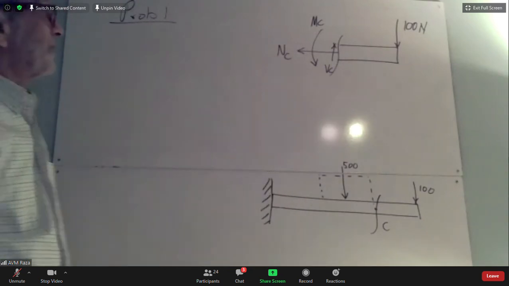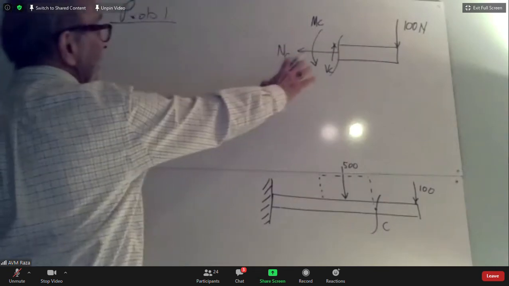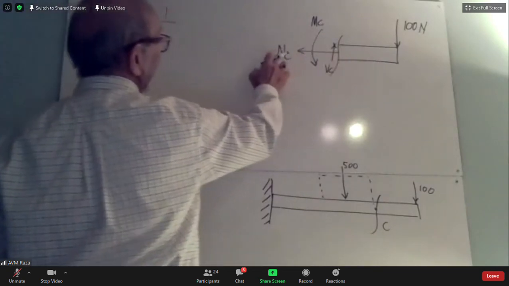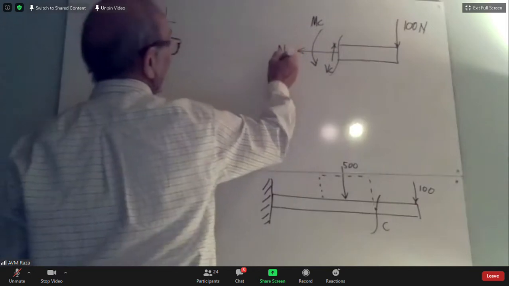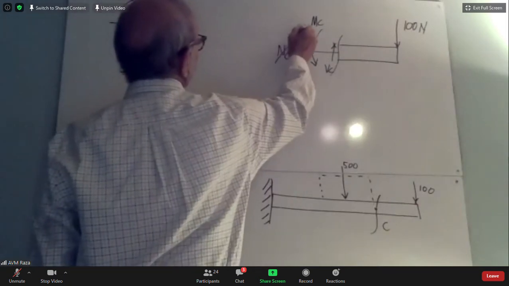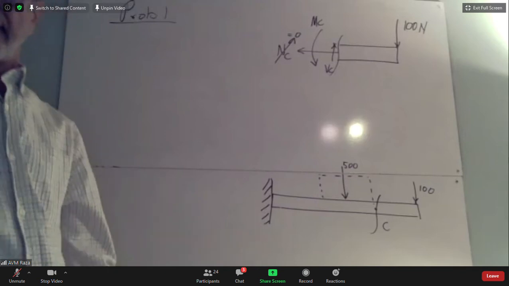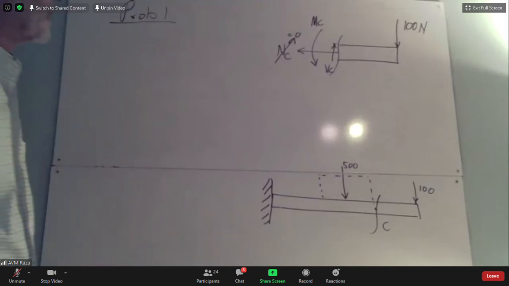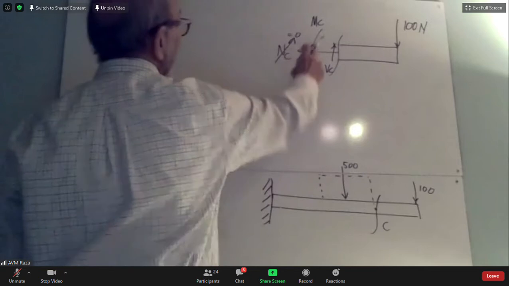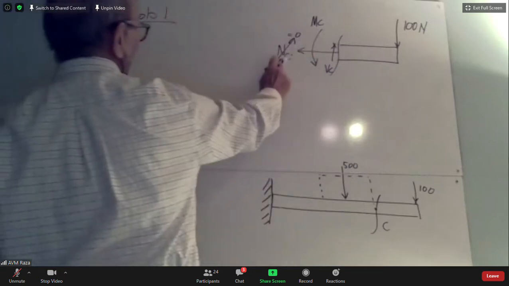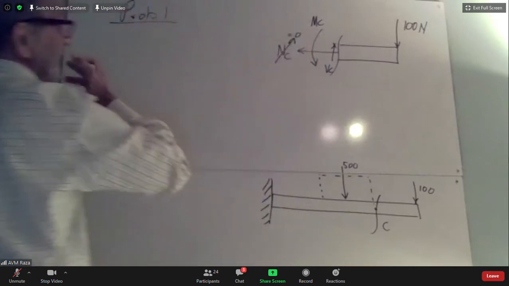I can directly find. To find, for example, the first thing I can say is NC is equal to 0. Why? Because there is no other force in the x direction. So I don't need you to write the sum of forces in x direction equation. You can just quickly show me that you know NC will be equal to 0. I'll accept that.